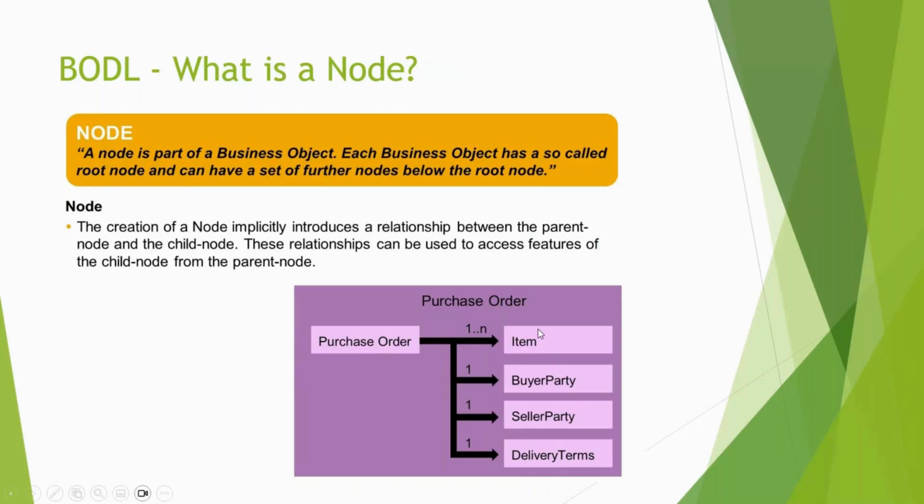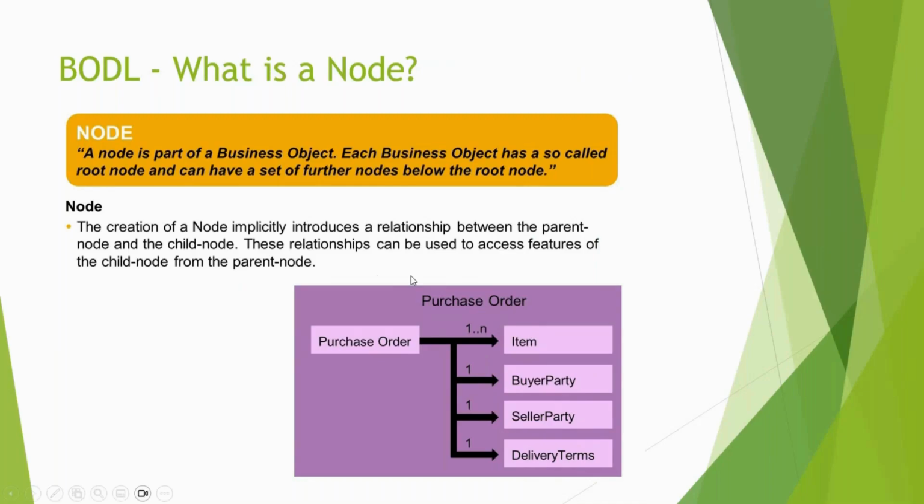So if this one has a separate set of fields, we can define this item as a node, which will be linked to the purchase order using the parent-child relationship. It's not like item 1 to n. If we are defining the cardinality, we need to have at least one item. If it is 0 to n, it's not mandatory to define an item, and just the purchase order would be enough.